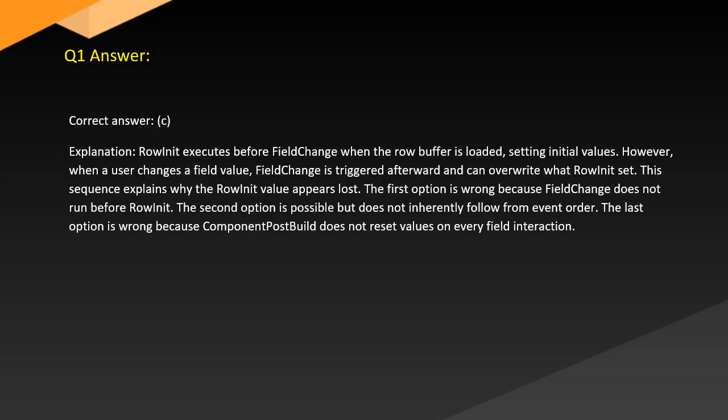Answer. Correct answer. C. Explanation. Row init executes before field change when the row buffer is loaded, setting initial values. However, when a user changes a field value, field change is triggered afterward and can overwrite what row init set. This sequence explains why the row init value appears lost.